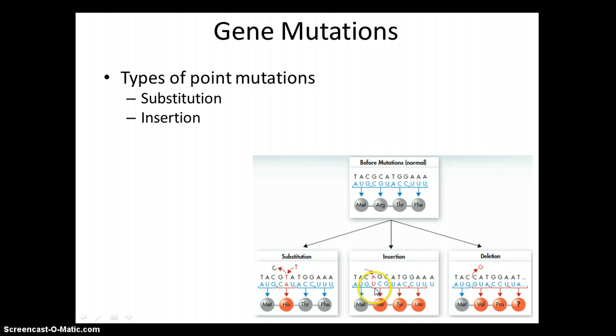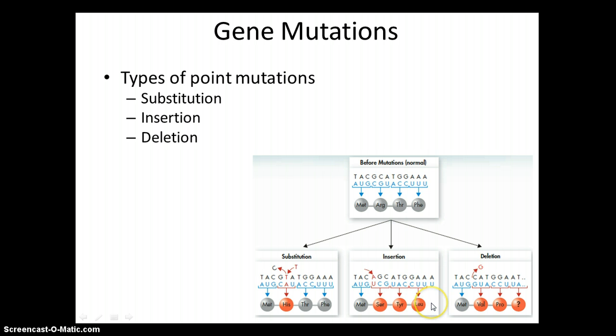But now because we've added a base, the reading frame is UCG. So you see how everything got shifted down. Well, that shift is called a frame shift mutation, and that'll come up in just a second. But every amino acid after that particular mutation is affected. So all of these amino acids are incorrect.